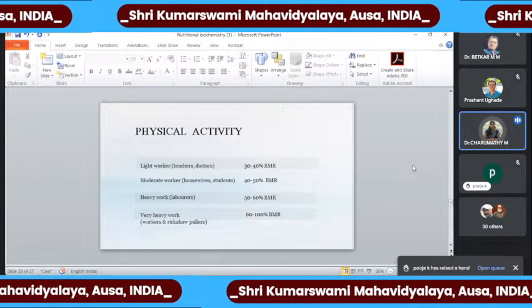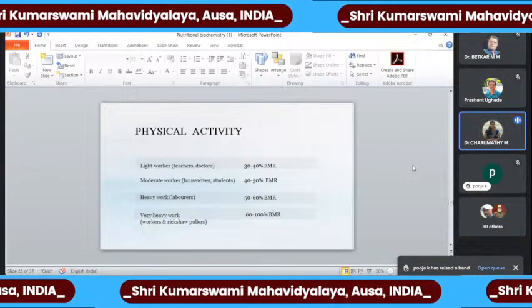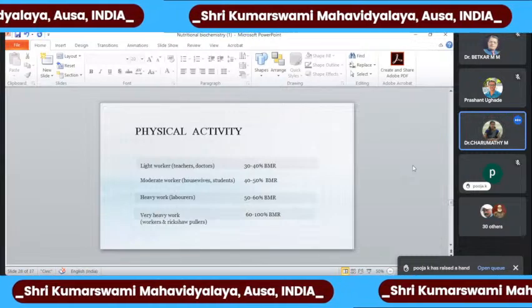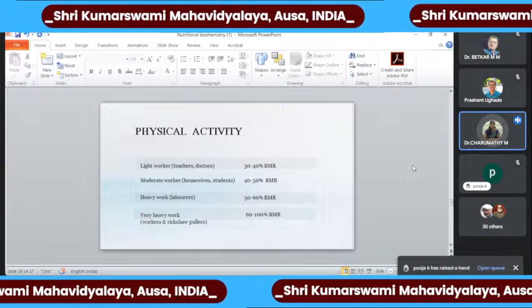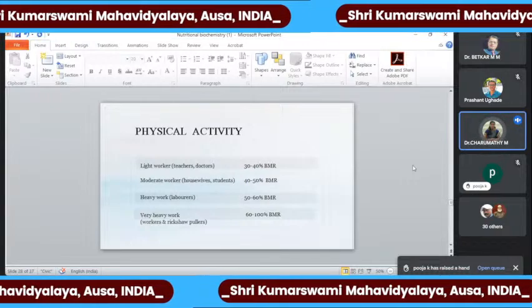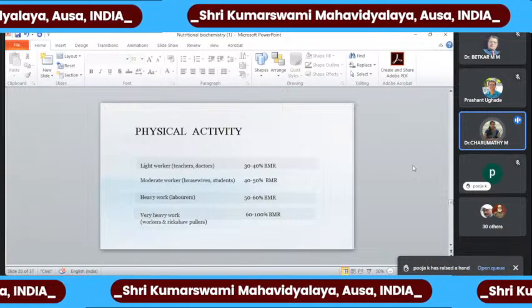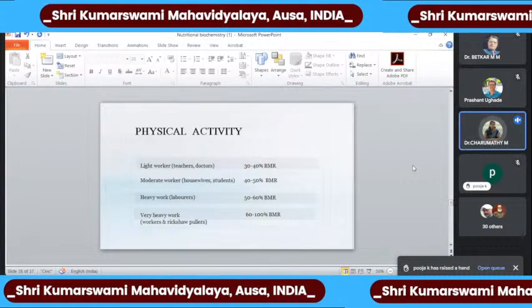One is the light worker, teachers, doctors, 30 to 40% of BMR. A moderate worker, housewives, students, 40 to 50% of BMR. Heavy worker, that is laborers, 50 to 60% of BMR. Then very heavy workers, rickshaw pullers like that, 60 to 100% of BMR.